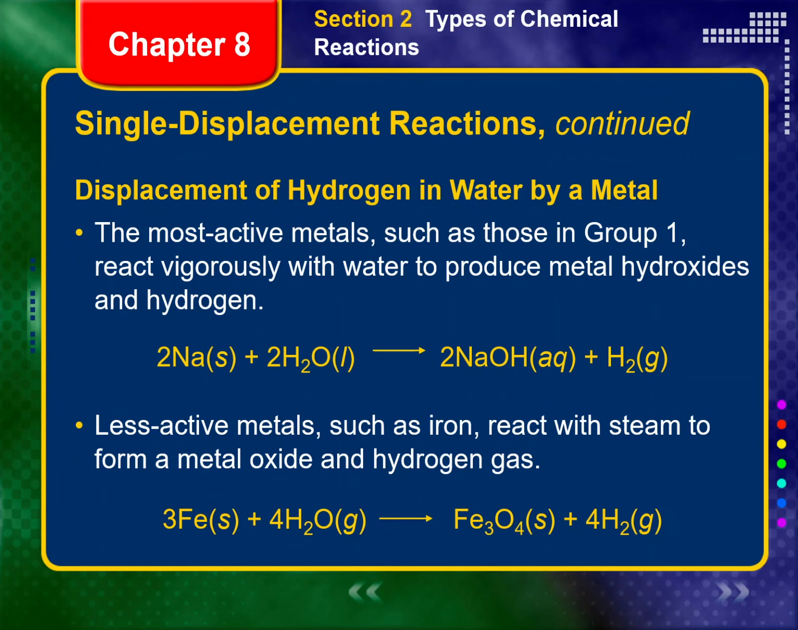The most active metals, such as those in group 1, react vigorously with water to produce metal hydroxides and hydrogen. For example, sodium reacts with water to form sodium hydroxide and hydrogen gas, according to the equation at the top of your screen. Less active metals, such as iron, react with steam to form a metal oxide and hydrogen gas, according to the equation at the bottom of your screen now.